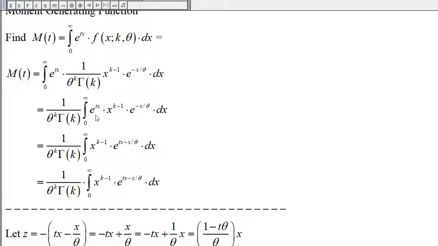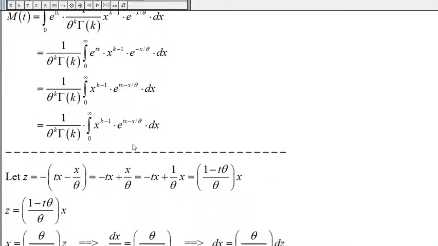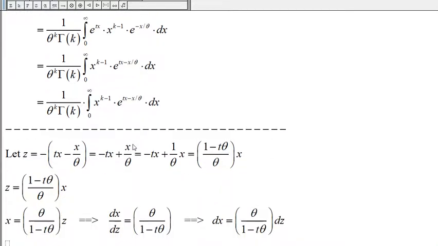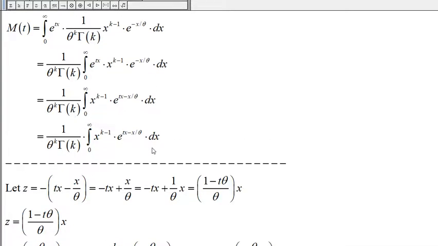e to the tx times e to the negative x over theta will be e to the tx minus x over theta. So this is m of t. This is the moment generating function.